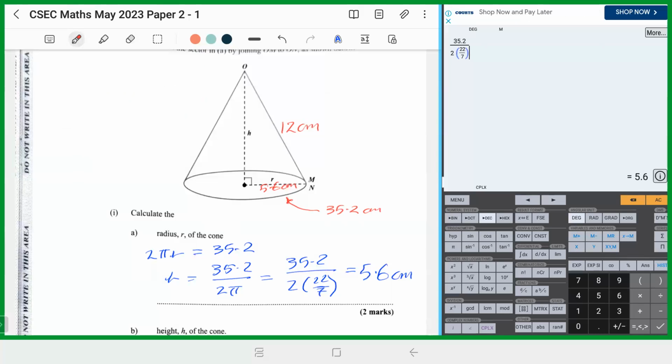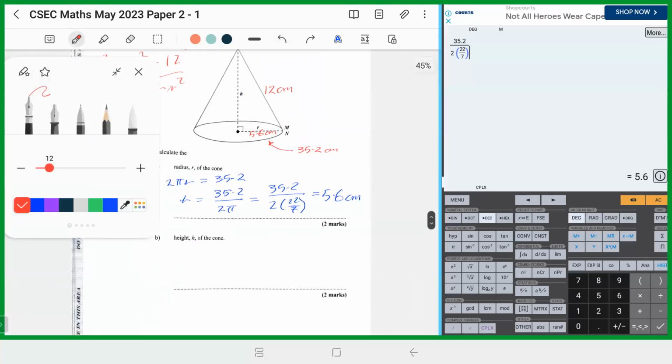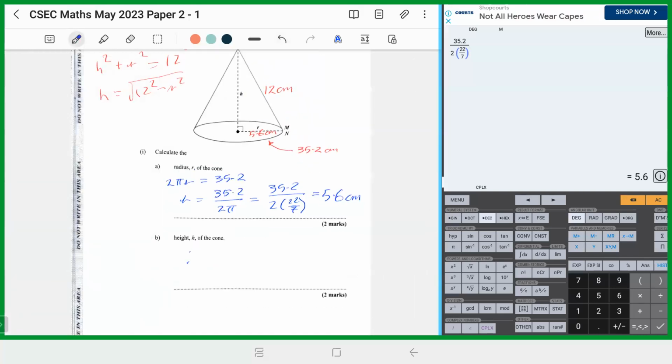Why is that? Because initially, h squared plus r squared is equal to 12 squared. So we're trying to make h the subject. We subtract the r squared and then square root. So h is equal to the square root of 12 squared minus r squared, and r is 5.6. Let's write it in: h is equal to the square root of 12 squared minus 5.6 squared.